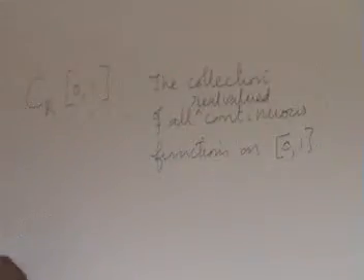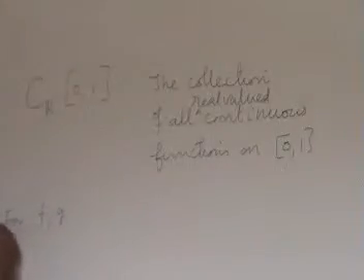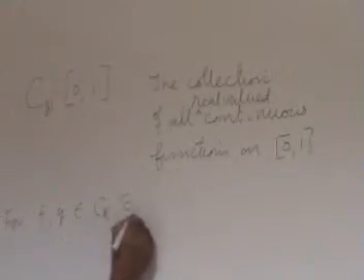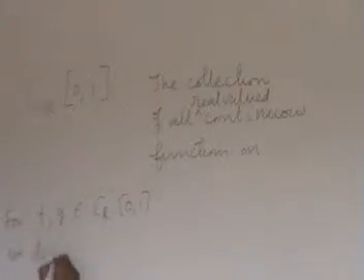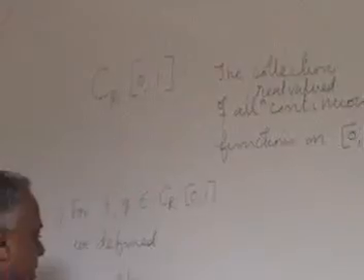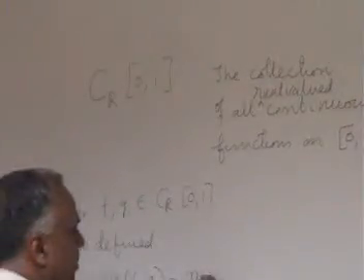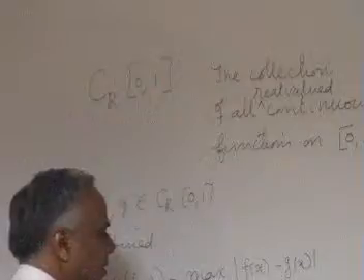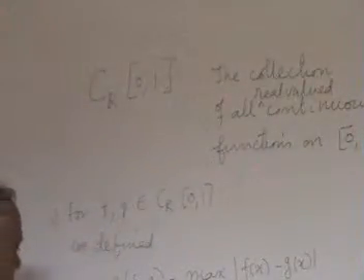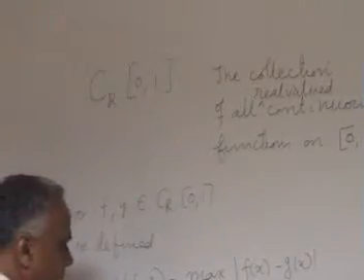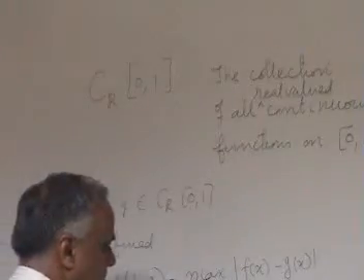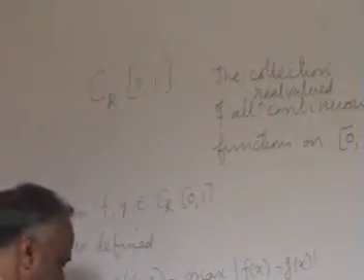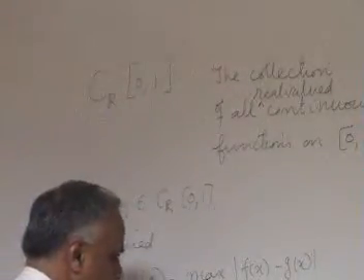So, for f, g in C_R[0,1], we define the metric d_infinity(f,g) to be the maximum of |f(x) - g(x)| over x from 0 to 1. We could also look at it this way: for f in C_R[0,1], we define the norm, the maximum of |f(x)|.